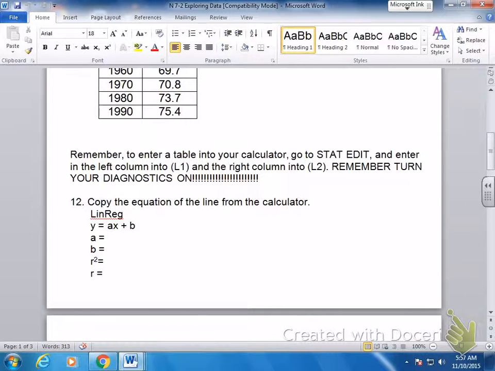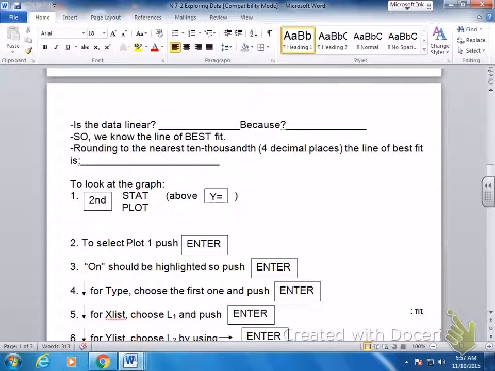So the first question it asks is, is this data linear? Well, it's not. And you should know because R is not equal to -1 or 1. It was a really long decimal, looks like 0.983. That is not -1 or 1, so it is not linear.